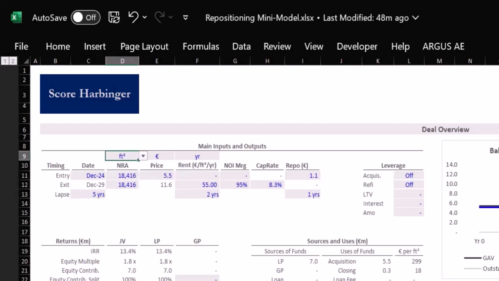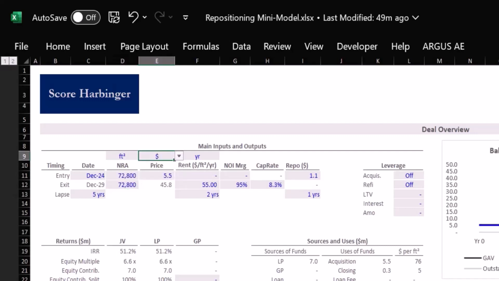We'll input the net rentable area that we would acquire, in this case 72,800 square feet. And if by the time of sale the property has the same net rentable area that we bought it for, in other words, if our repositioning program does not imply the activation of formerly non-rentable space, if there were any, then we would input the same net rentable area upon exit.